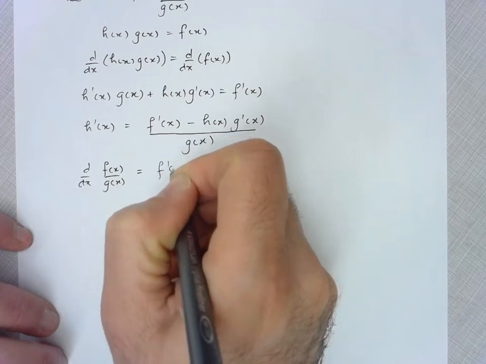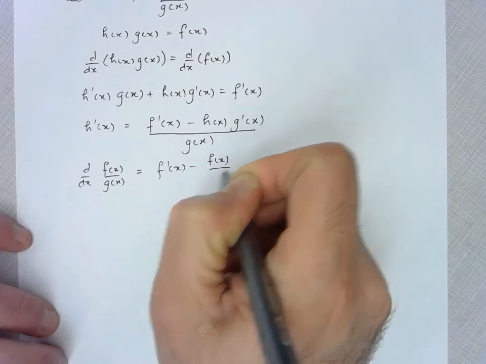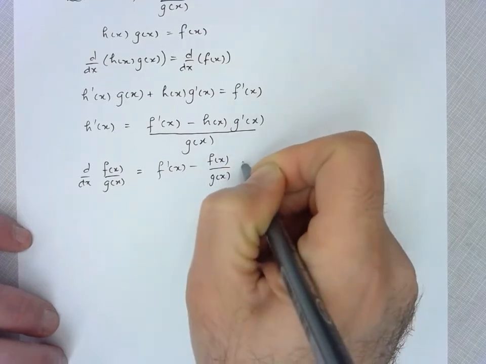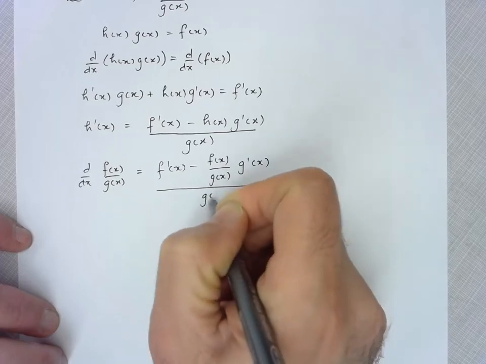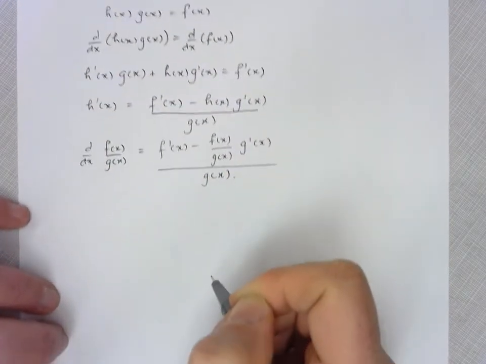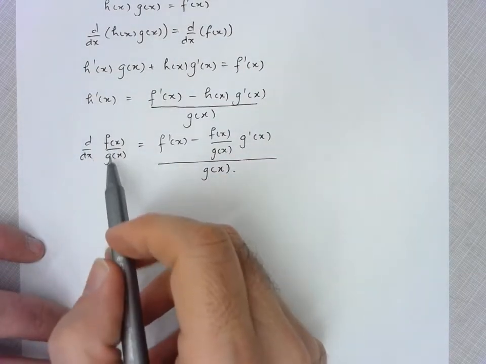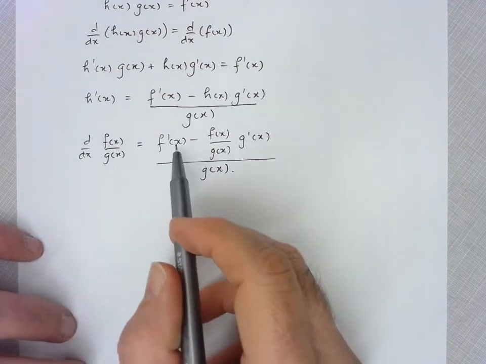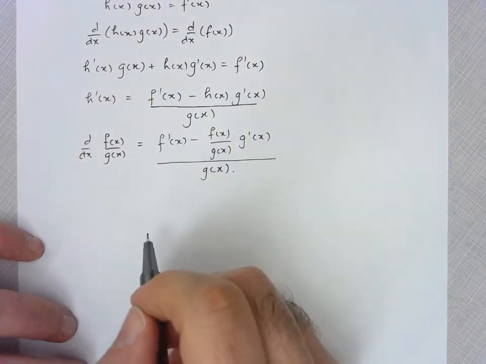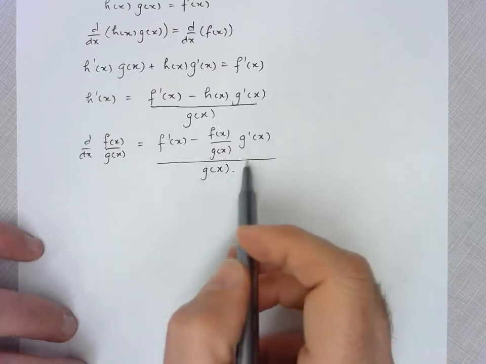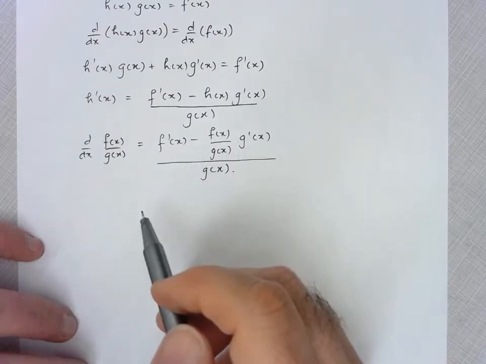So I can rewrite this as f prime at x minus h is just f at x over g of x times g prime at x all over g of x. And so what I've managed to do is to find a formula for the derivative of a quotient in terms of the individual derivatives and the individual functions. So that's the good news. The bad news is that this is a complex expression and not really one that's easy to memorize.